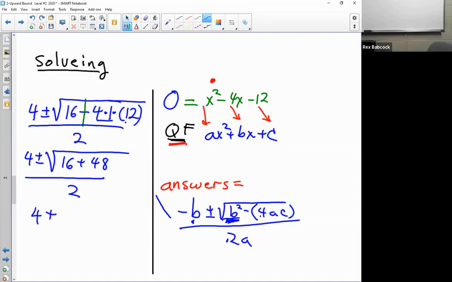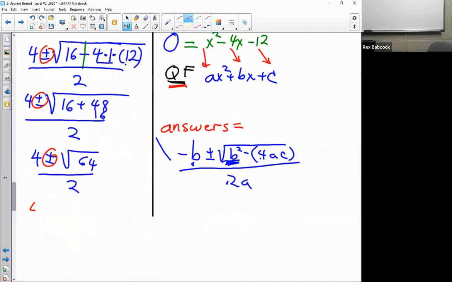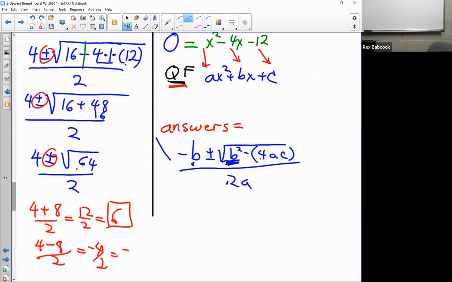I have 4 plus or minus... I have 16 plus 48, 64, all over 2. Now, so far, I've just been saying plus or minus all the way down. Now I need to break them up. So my answer here, I have 4 plus square root of 64, which is 8, over 2. 12 over 2 is 6. So one of my answers to that solution is 6. Then I have 4 minus 8 over 2. And that's negative 4 over 2, which is negative 2.